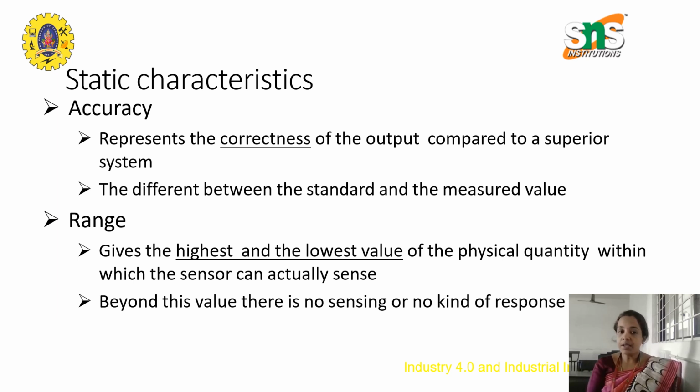Range gives the highest and the lowest value of the physical quantity within which the sensor can actually sense. Range can be compared to a person's lowest capability and highest capability. For example, a person can work for a range of 7 to 8 hours per day. That is a range: lowest value and the highest value. The difference between the lowest value and highest value of a physical quantity is called a range. Beyond this value, there is no sensing or no kind of response.